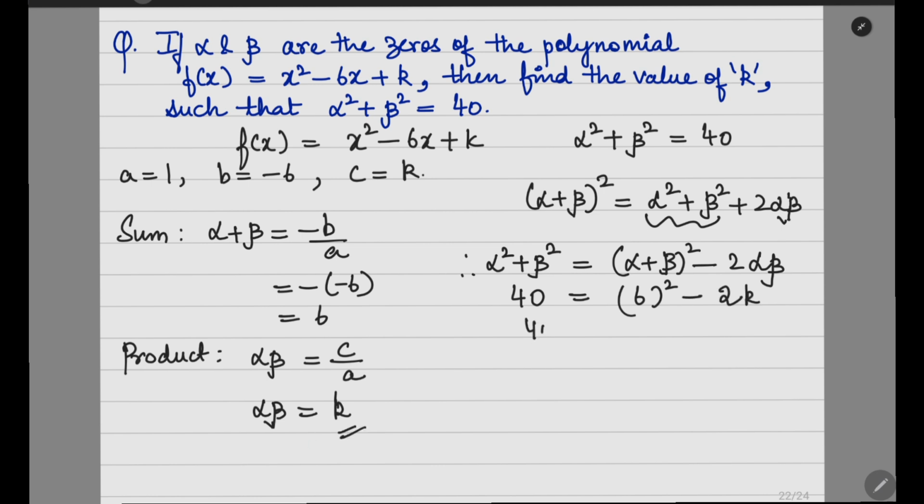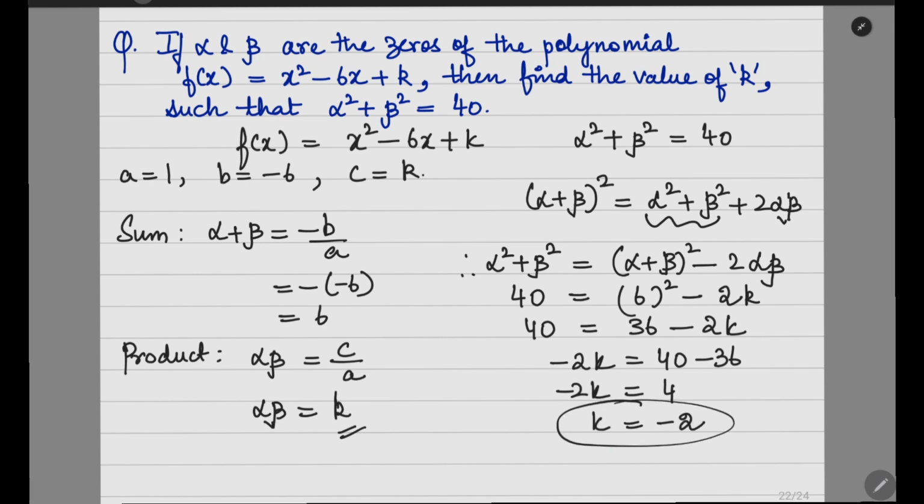Okay. So 40 is equal to 36 minus 2k. So minus 2k is equal to 40 minus 36, which is nothing but 4. And k is equal to minus 2. So that's how you have to find it.